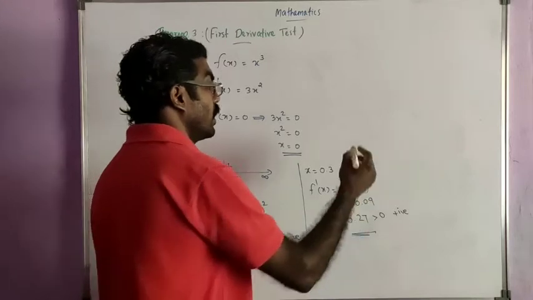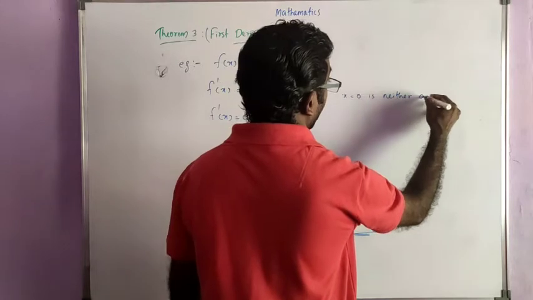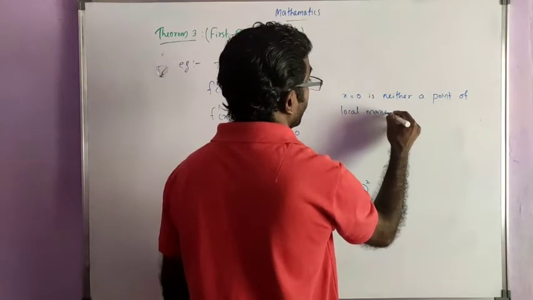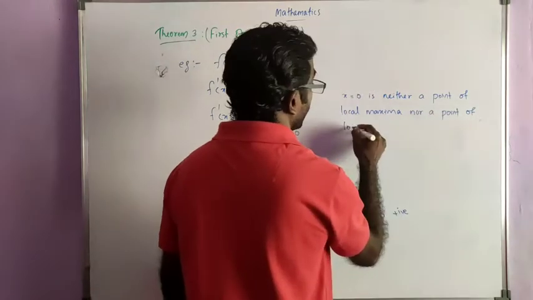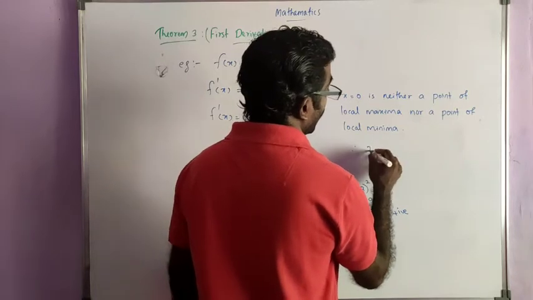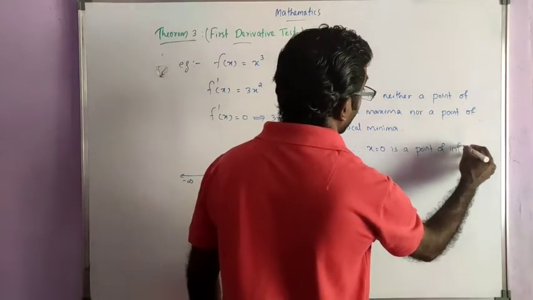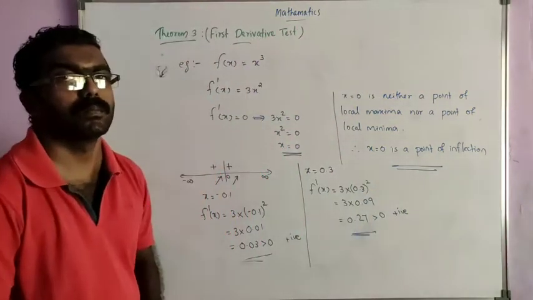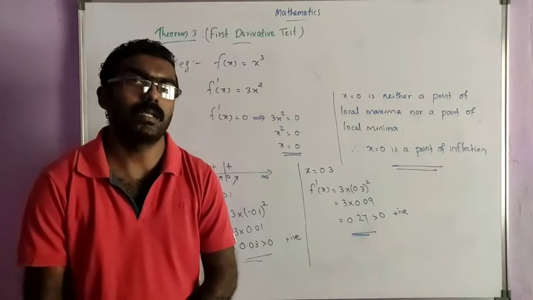Clear? So here we can write x equal to 0 is neither a point of local maxima nor a point of local minima. And hence x equal to 0 is a point of inflection. Okay, these are the three different situations in first derivative test. Clear?